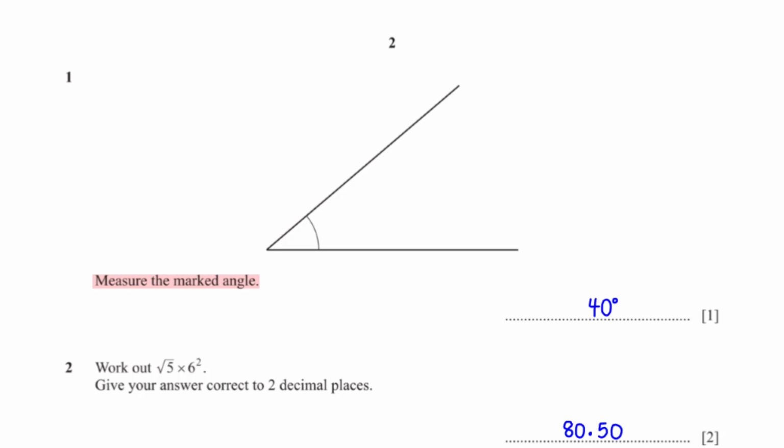Measure the marked angle. Using a protractor, when we measure the angle, we get 40 degrees. Work out square root of 5 times 6 squared. Give your answer correct to 2 decimal places. When we type this into the calculator, we get 80.50 rounded to 2 decimal places.